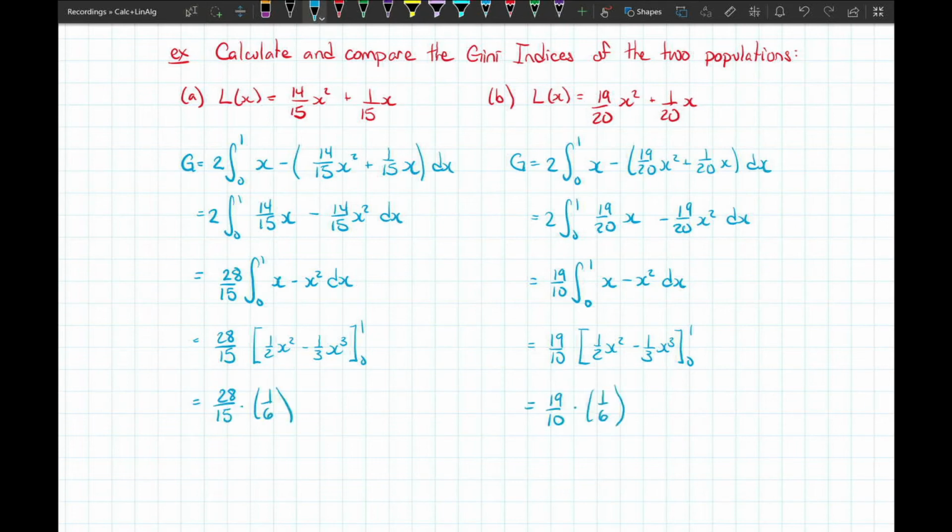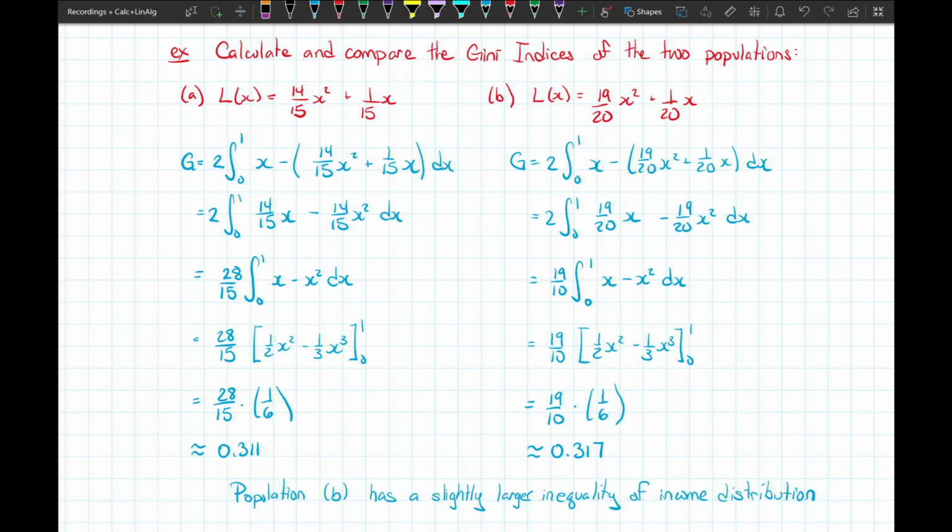It may help to actually evaluate these as a decimal, since we know that this value should be between 0 and 1, and we might want to see roughly whereabouts on that scale each of these Gini indices are. This gives Gini indices of 0.311 and 0.317. So it's a very minute difference between the two. But knowing that the Gini index of population B is a little bit larger, that would indicate that this population has a larger amount of inequality.